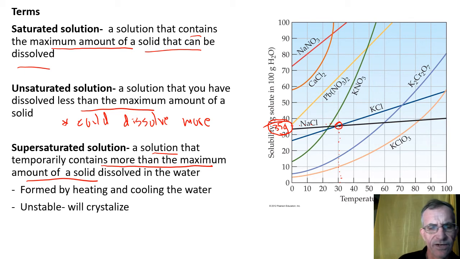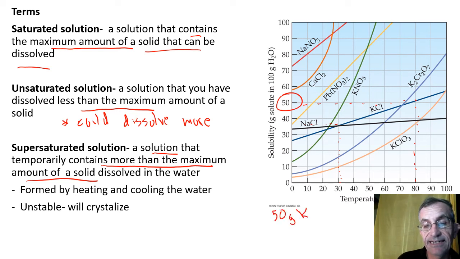Well, how does that happen? Let me go back to the graph. The way you do this is, first off, you get out some water and you heat it up. So let's use KCl again as an example. If I was to warm up water and get it up to 80 degrees, when the water is hot, I could dissolve about 50 grams of KCl. I could dissolve 50 grams of KCl in hot water at 80 degrees.